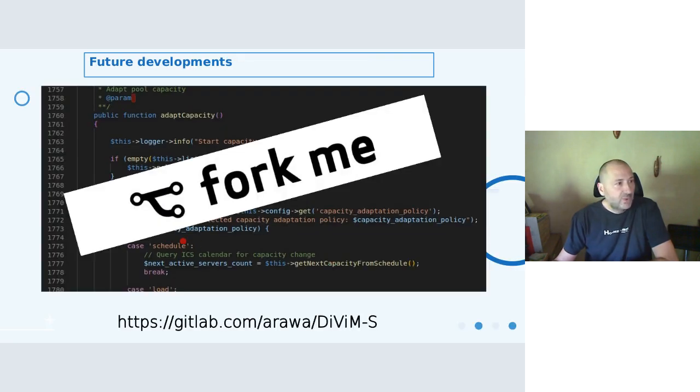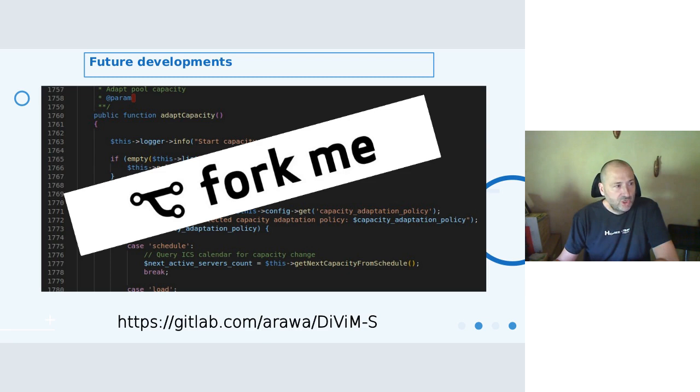What are the future developments for Divim-S? Well, the software code was open sourced as originally planned with the client in May 2022, that is a few months ago, on the code hosting platform gitlab.com. Anyone can fork the project and propose improvements to the main project in the form of a pull request.